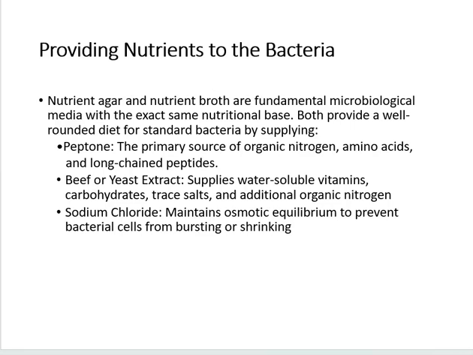All right, so first of all, we need to provide nutrients. We have nutrient agar, which is solid, or nutrient broth, which is liquid. These are the fundamental ways that we grow these organisms, and they have this nutritional base that we make. Both of these are well-rounded diets for the bacteria they like. They provide them with a source of nitrogen, amino acids, peptides. There's usually some kind of yeast or beef extract that provides them with water-soluble vitamins, carbohydrates, salts, and then some amount of salt to maintain the osmotic equilibrium.